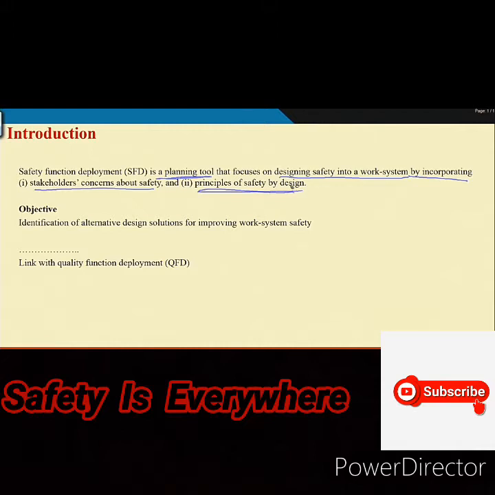And it considers stakeholders' concerns about safety, and the objective is identification of alternative design solutions for improving work system safety, or in other words, system safety. Here the system may be a work system, maybe your product, or maybe the workplace where you are working, but it is a system.